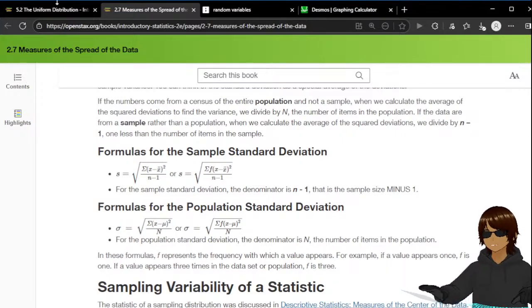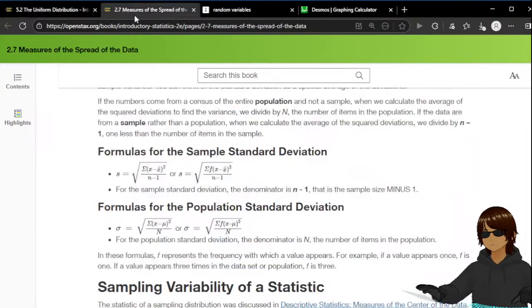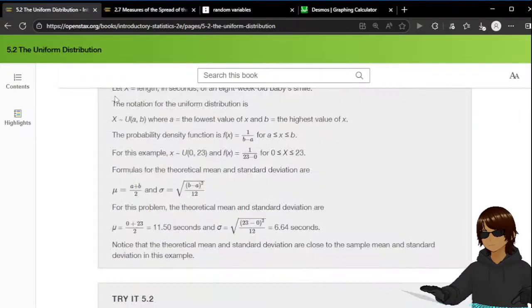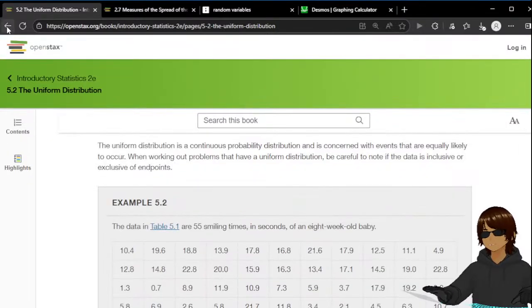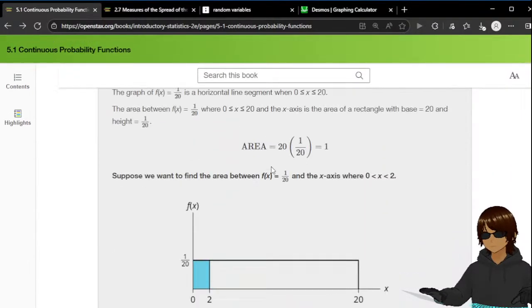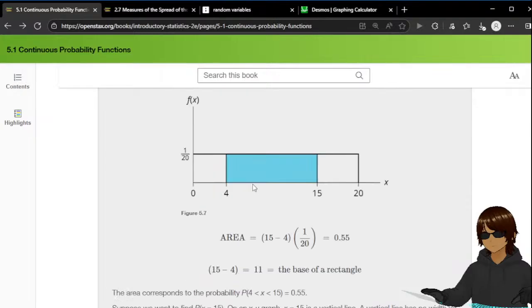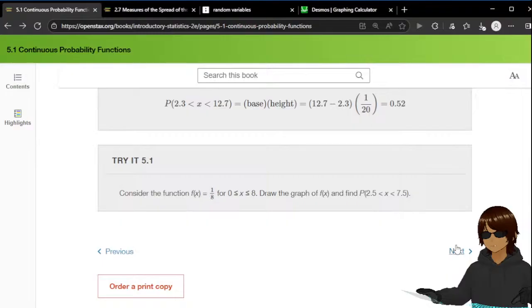What is the definition of standard deviation when it comes to a continuous distribution? Wait, did they define it? Let me see. No, I will have to search it up on my own.